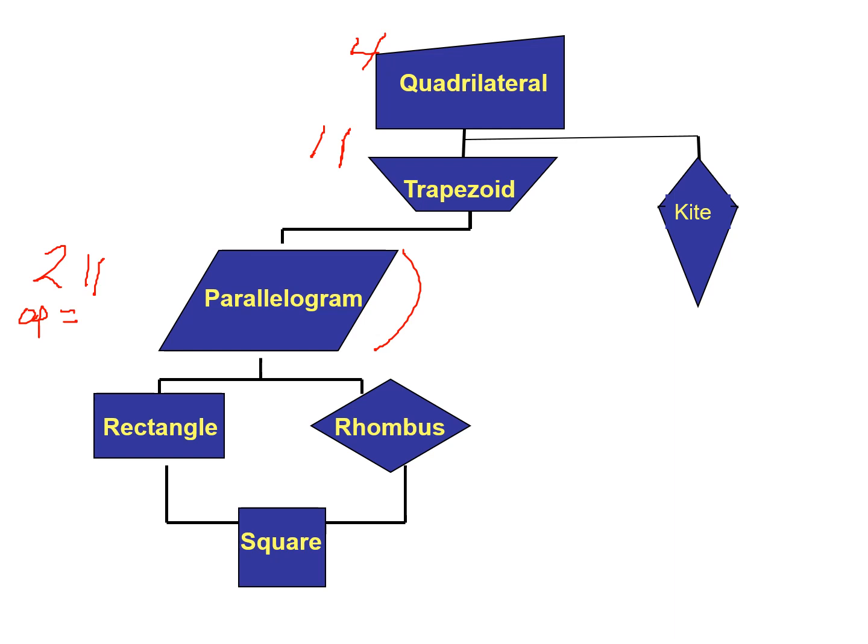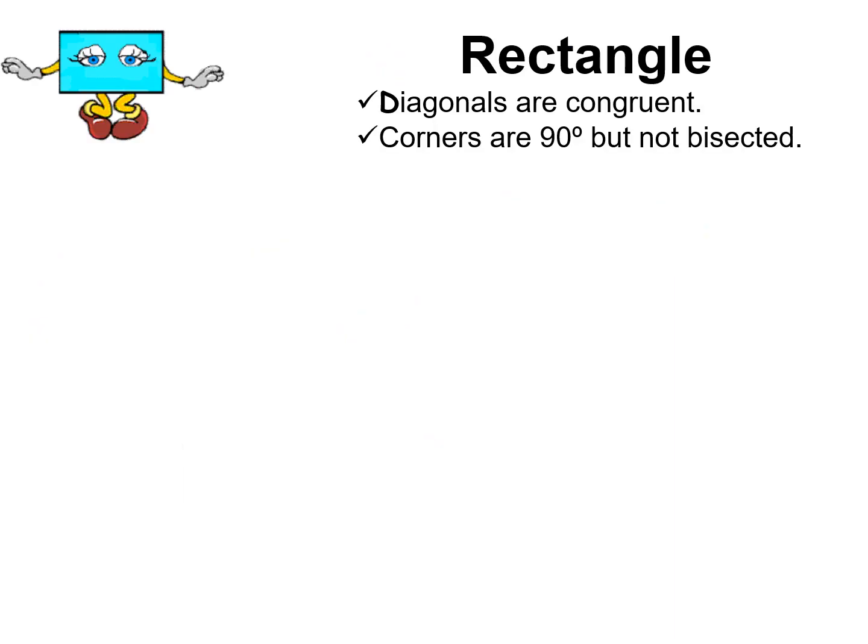Now what's different? Remember they were like brother and sister, or brother and brother, whatever you want to call it. Rectangle is going to have right angles, but rhombus is going to have four matching sides. So keep that in mind. And then finally, square is going to get all the features. Rectangle.